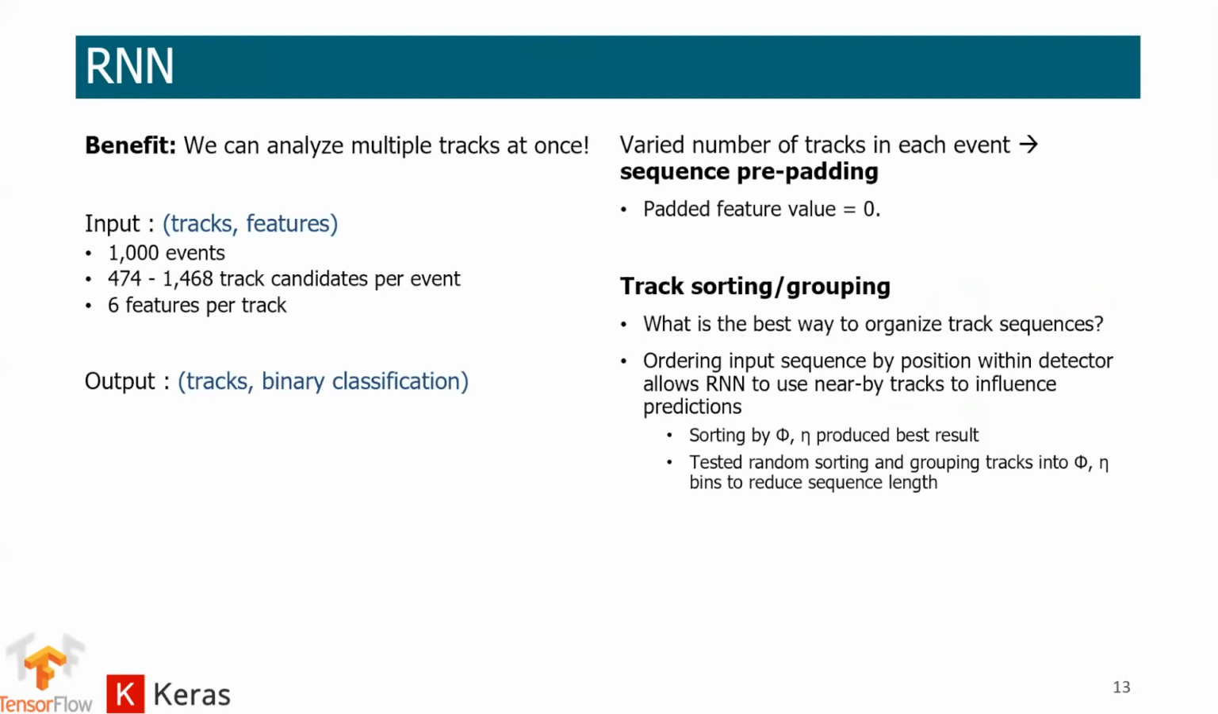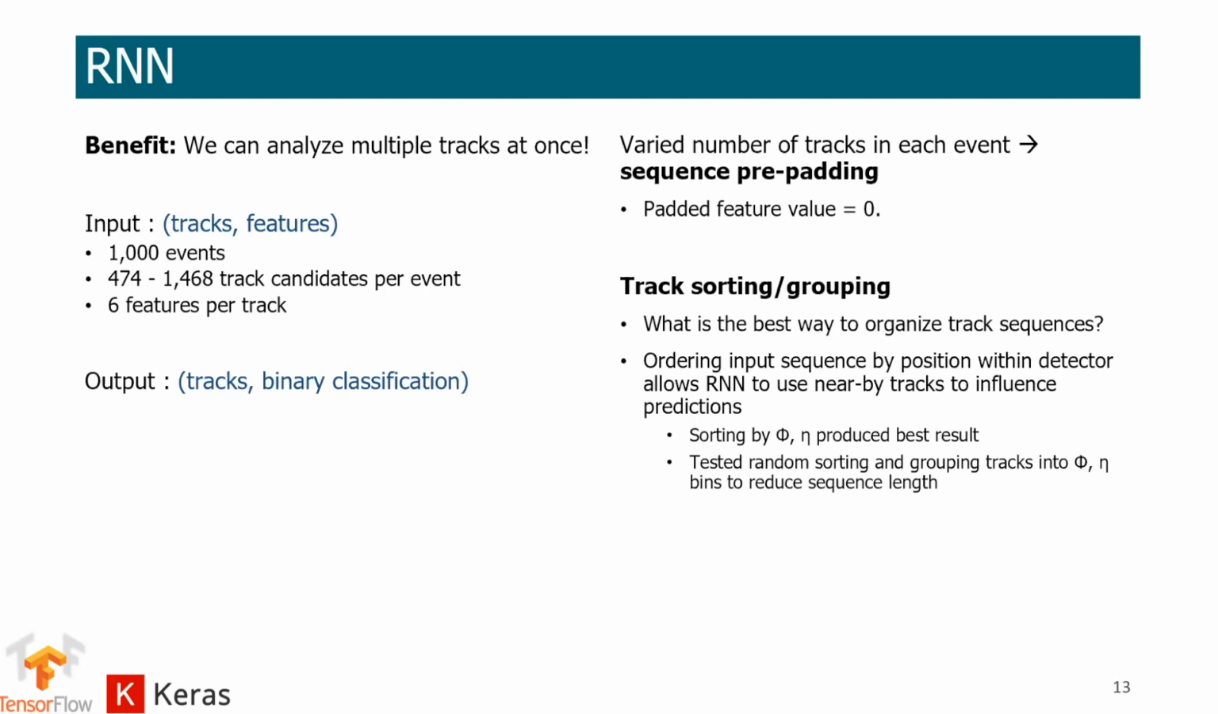So one benefit to using an RNN for ambiguity solving is that it can handle data in series, so it can analyze multiple tracks at once. And to do this, the RNN input must consist of a sequence of tracks and their corresponding features, and the output would be the same series of tracks with quality classification. So since the number of tracks in an event could vary, input sequences would not be uniform. So I use sequence pre-padding, which pads sequences with an array of zeros as its feature values to make the number of tracks in an input uniform.